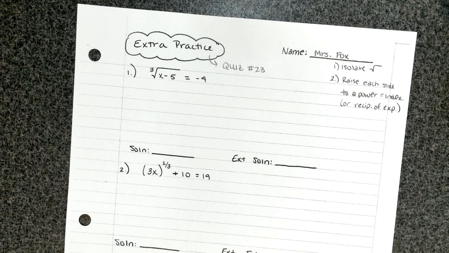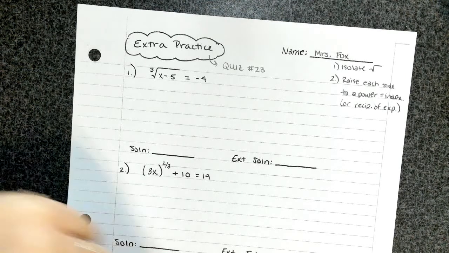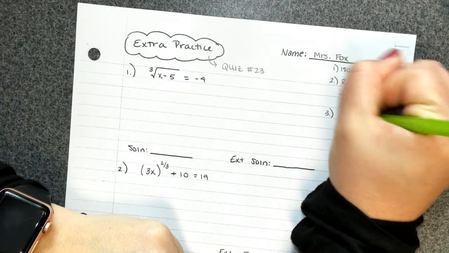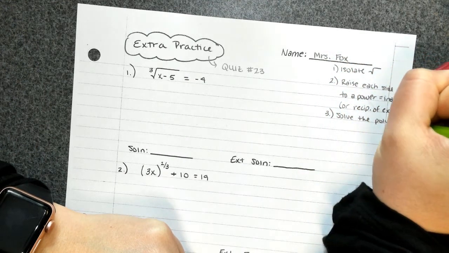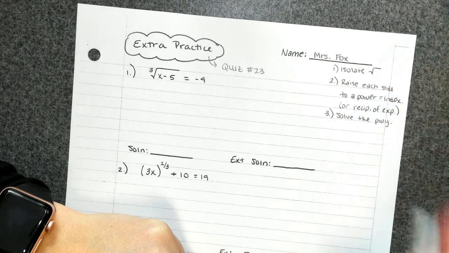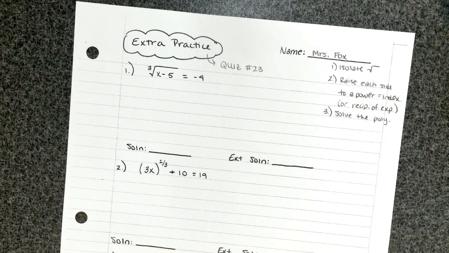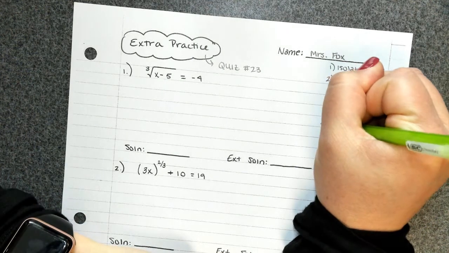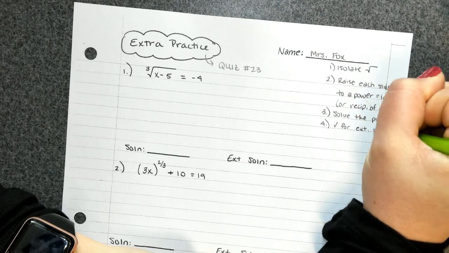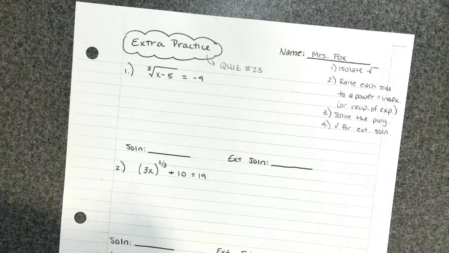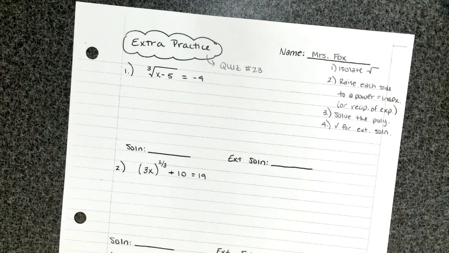Step 3. Solve the polynomial. So the equation that's left, you're going to solve it. And step 4, check your solutions. Okay, so there's our 4 steps. If you can follow these 4 steps, you'll get there every time.